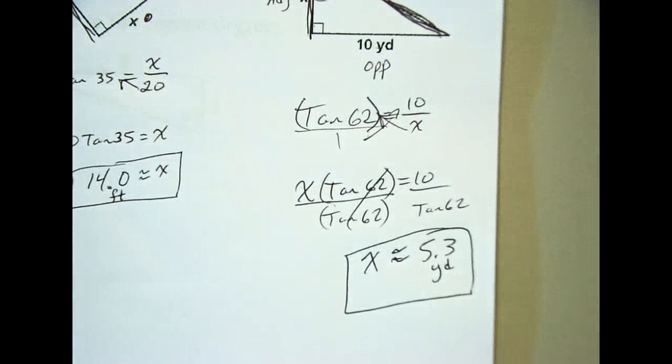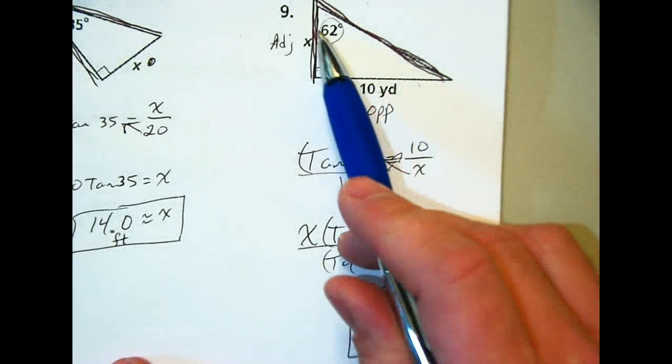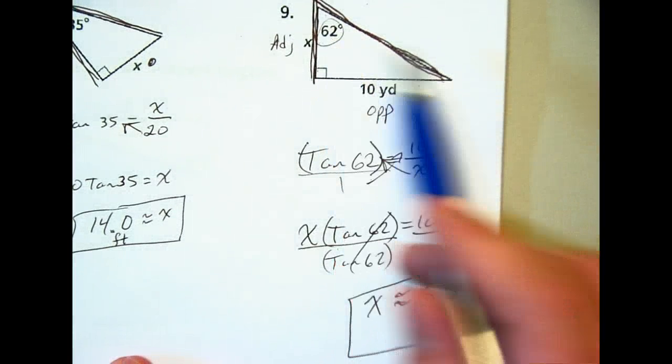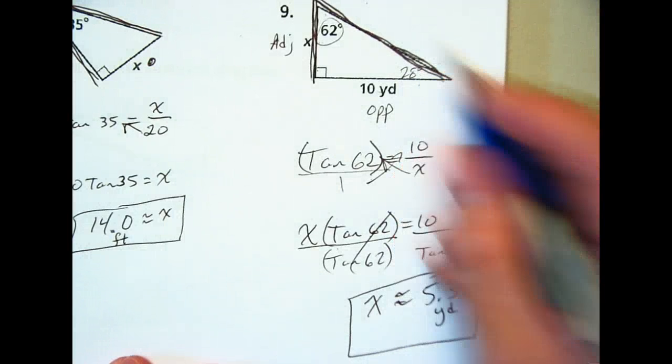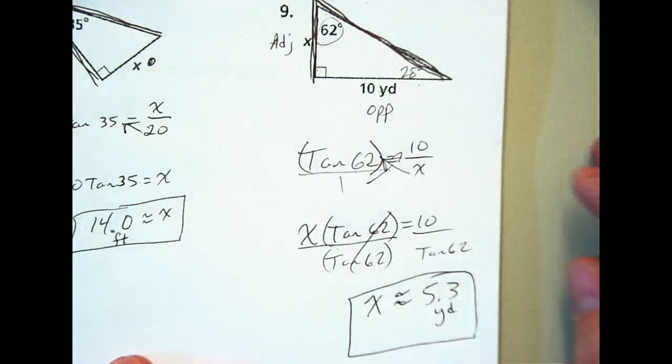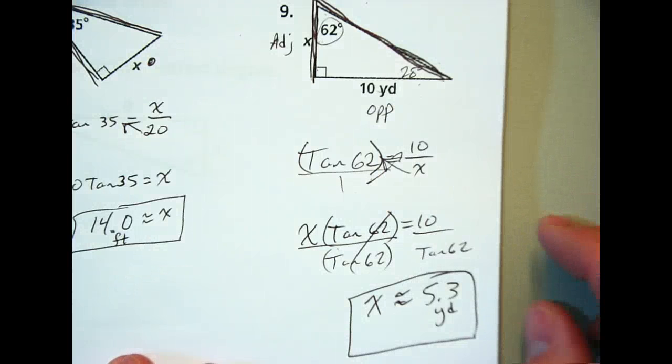Eli, question? Can you just find the other angle? You could, but then you're flipping it. Eli's question is, couldn't you just say, we know that if this is 62, then this is 28, and so I could say the tangent of 28 is x over 10. That's true. You could do that.